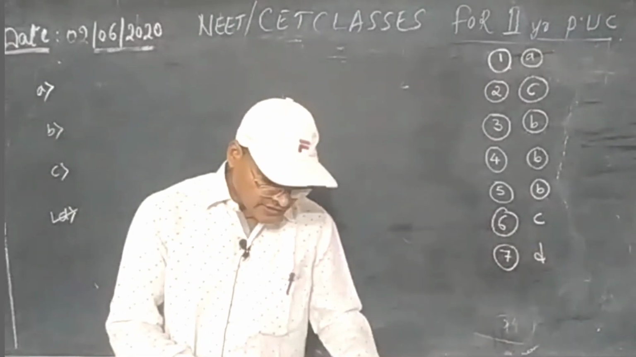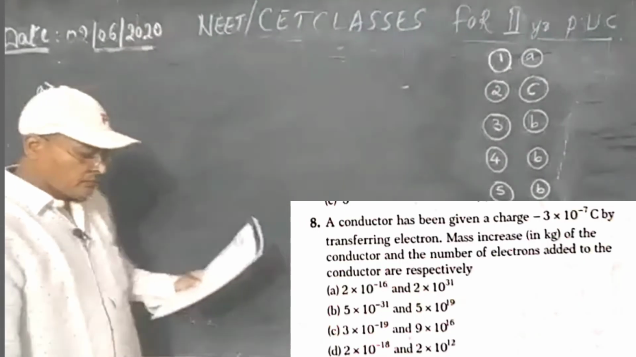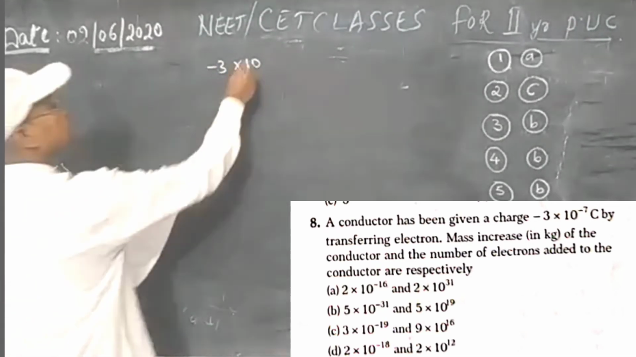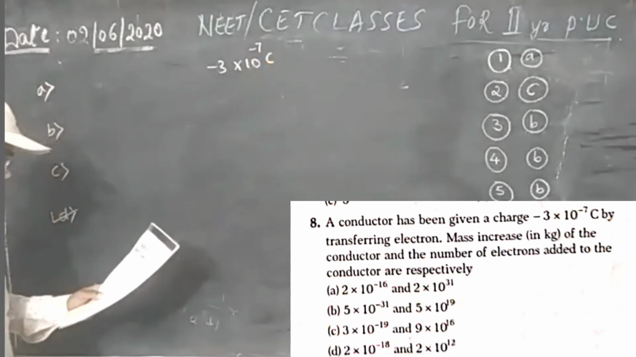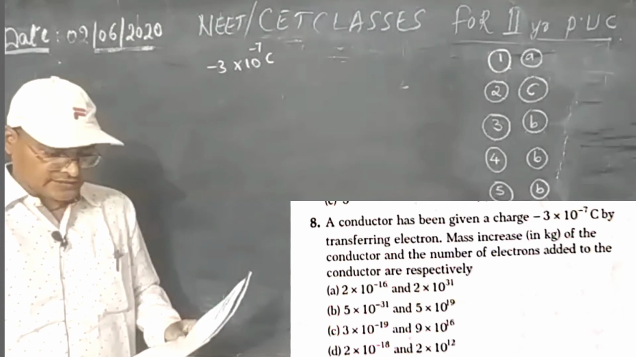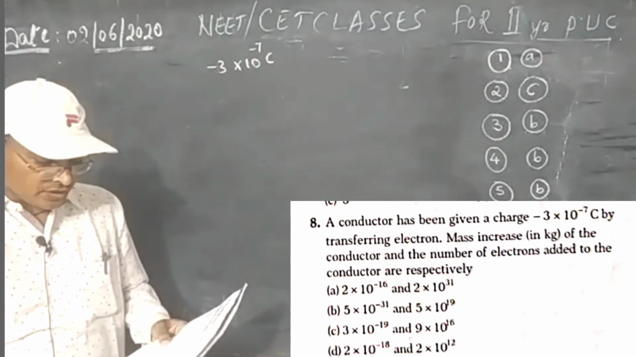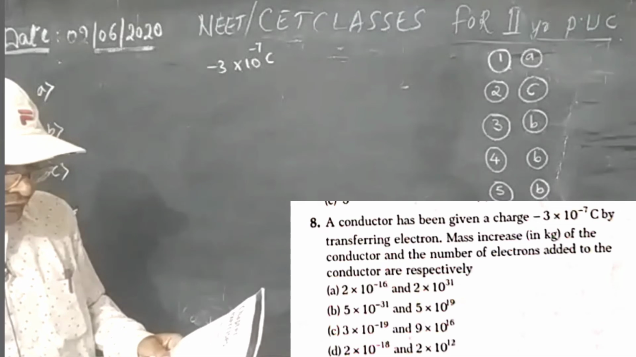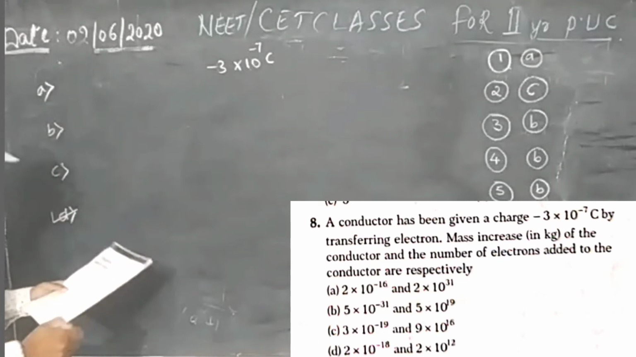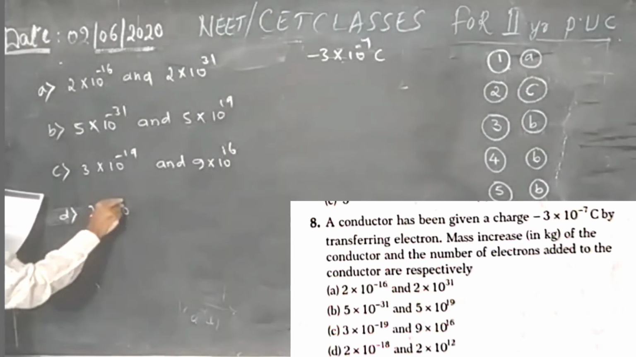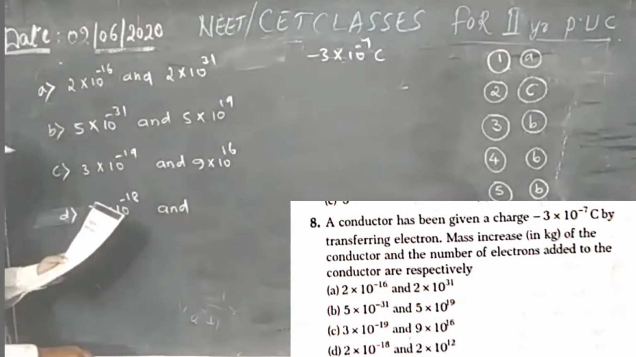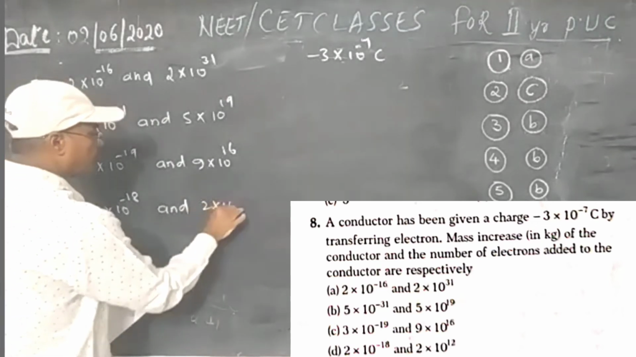A conductor has been given a charge of -3 into 10 to the power of -7 coulomb. By transferring electrons, the mass increases, given in kg, of the conductor, and the number of electrons added to the conductor are respectively. Options: 10 to the power of -18 and 2 into 10 to the power of 12.